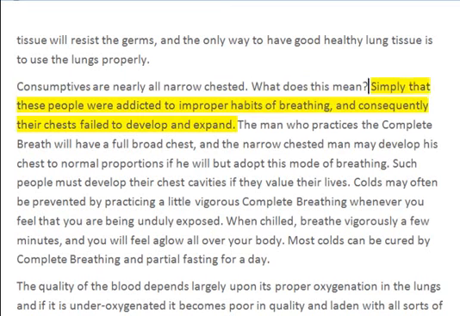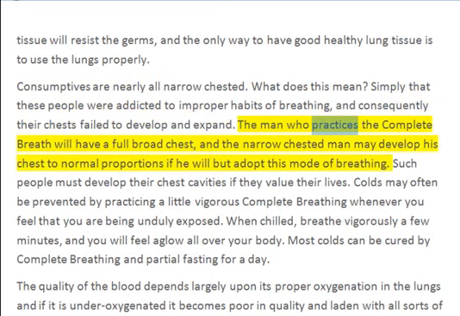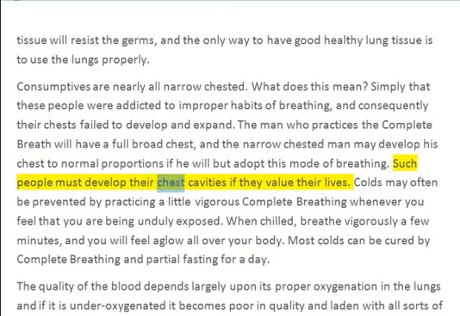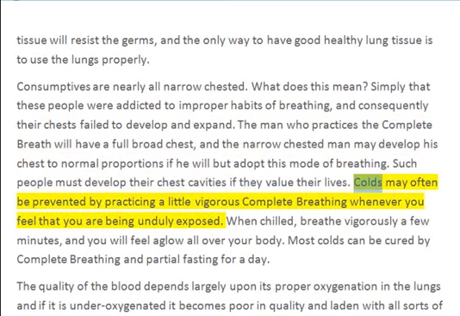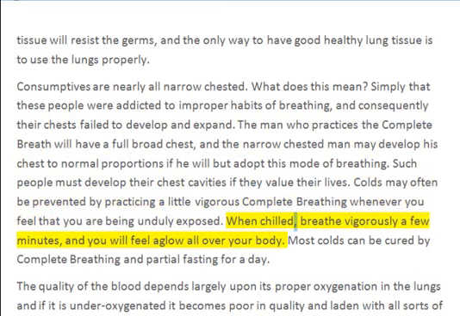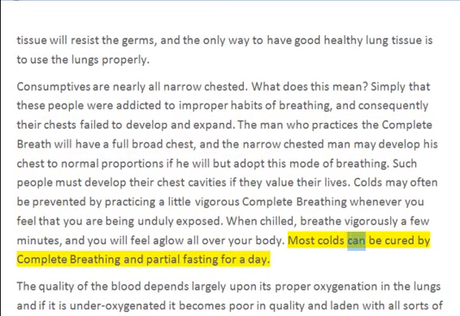What does this mean? Simply that these people were addicted to improper habits of breathing, and consequently their chests failed to develop and expand. The man who practices the complete breath will have a full broad chest, and the narrow-chested man may develop his chest to normal proportions if he will but adopt this mode of breathing. Such people must develop their chest cavities if they value their lives. Colds may often be prevented by practicing a little vigorous complete breathing whenever you feel that you are being unduly exposed. When chilled, breathe vigorously a few minutes, and you will feel a glow all over your body. Most colds can be cured by complete breathing and partial fasting for a day.